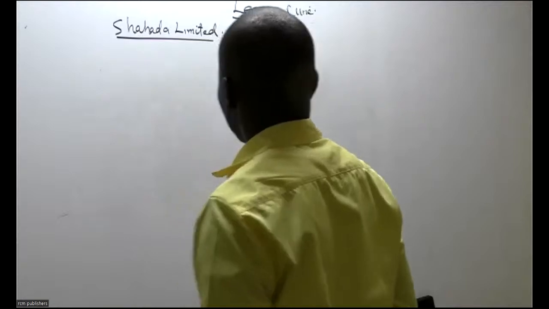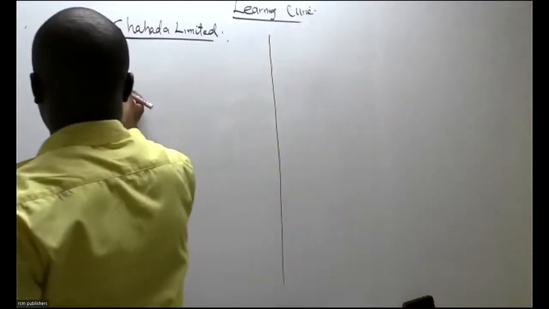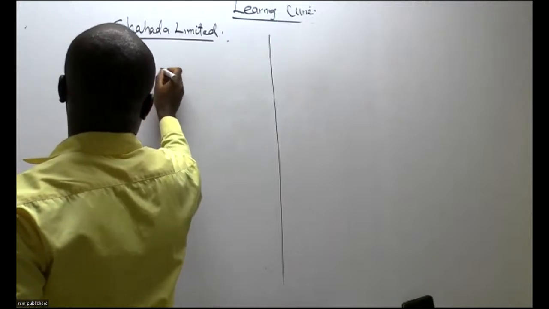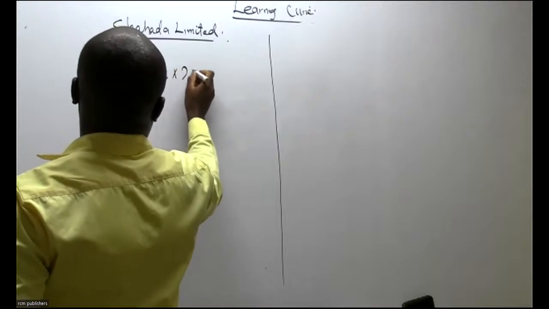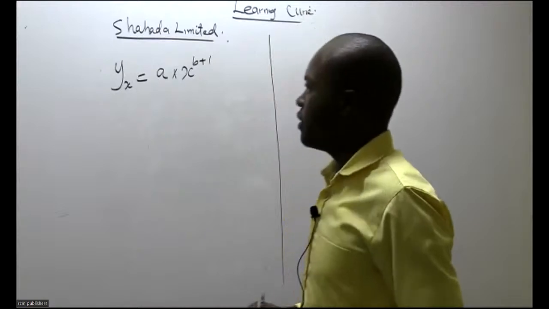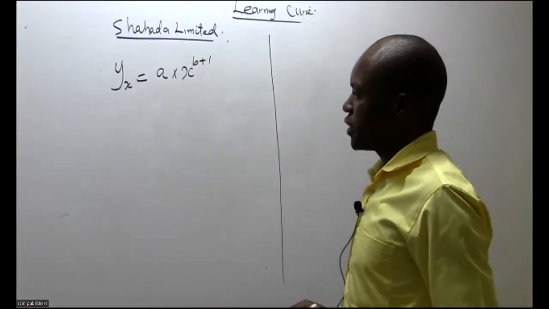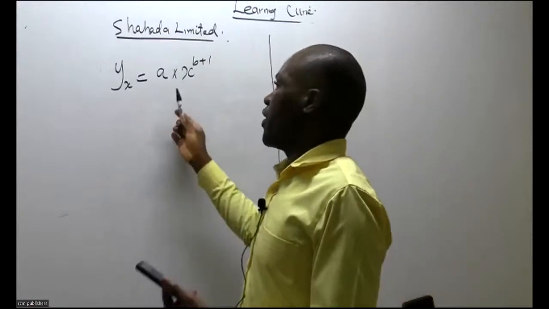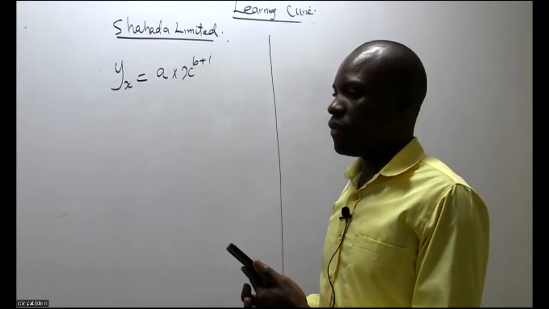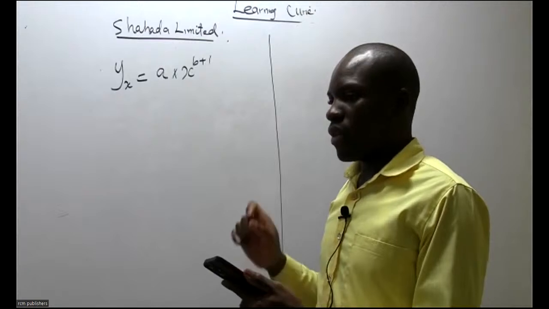For you to understand how this concept works, the first thing, please ensure that you have that formula somewhere. Y of x equals a multiplied by x raised to the power b plus 1. If you have this, you'll be able to identify the unknowns and work backwards to get what you need. We all know that A is the time taken to produce the first unit.